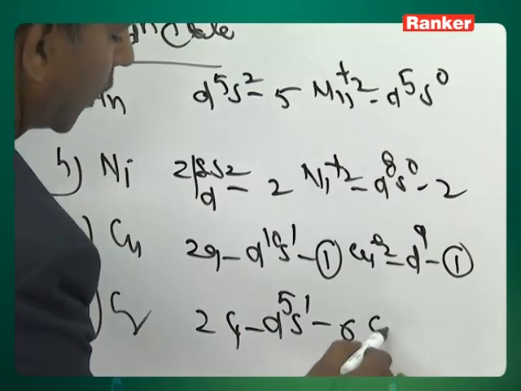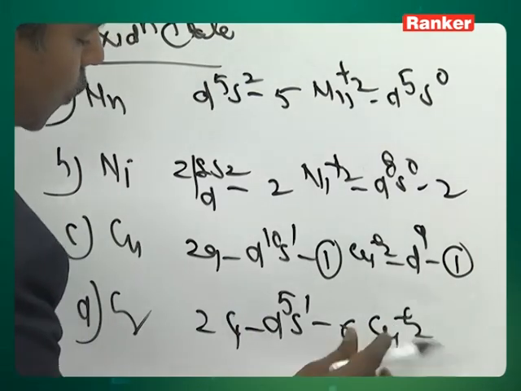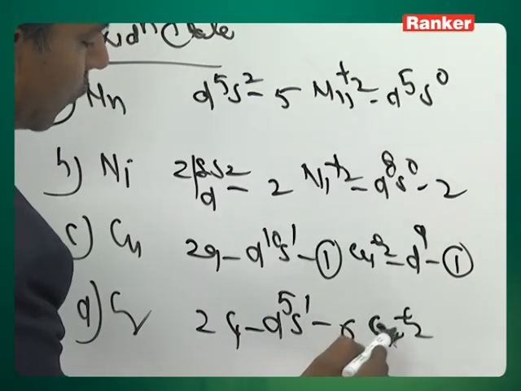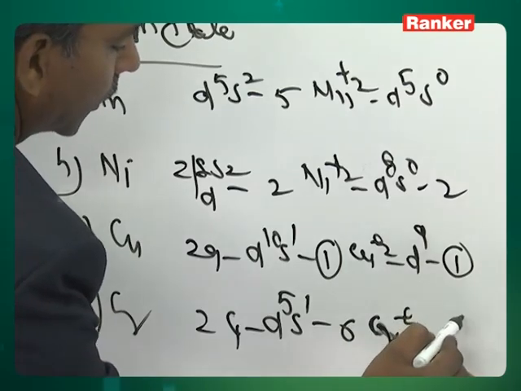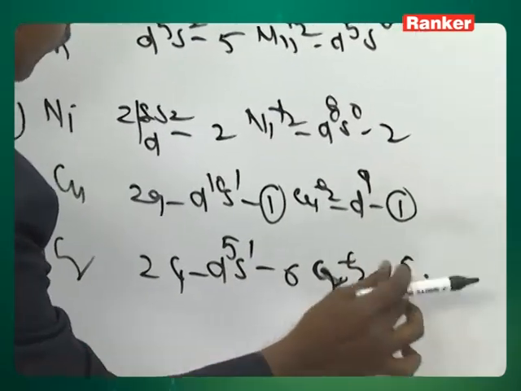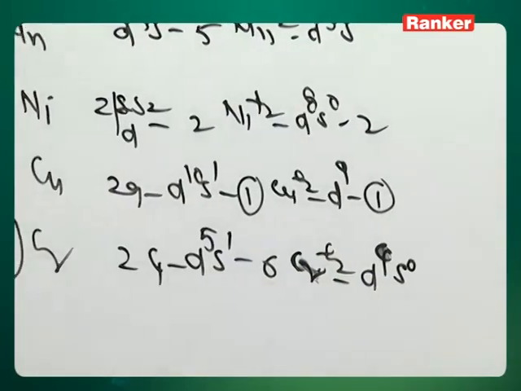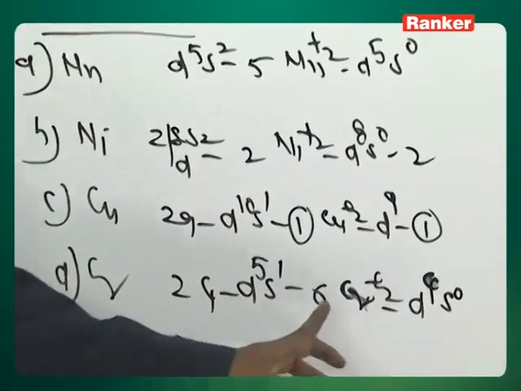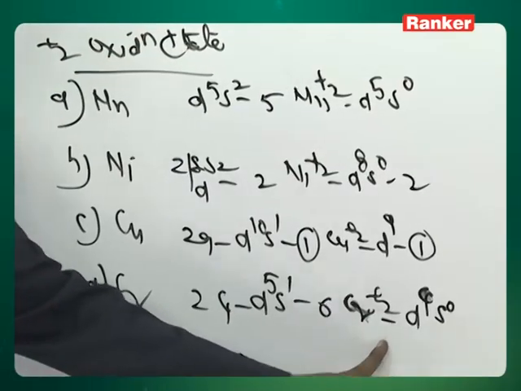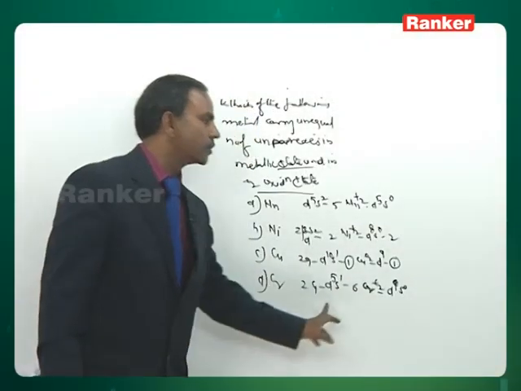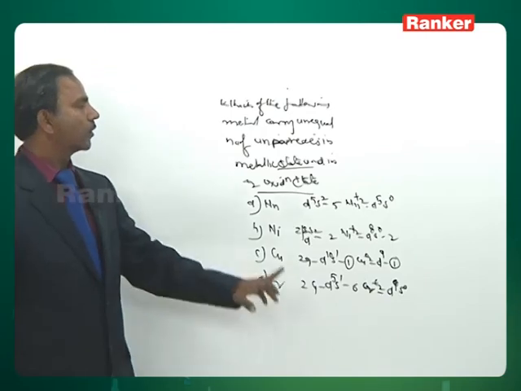Now take the chromium +2 electronic configuration. This will be d5? No, +2 means d4 s0. So chromium in the metallic state has 6 unpaired electrons. Chromium in the +2 state has 4 unpaired electrons. So this is actually the correct answer.